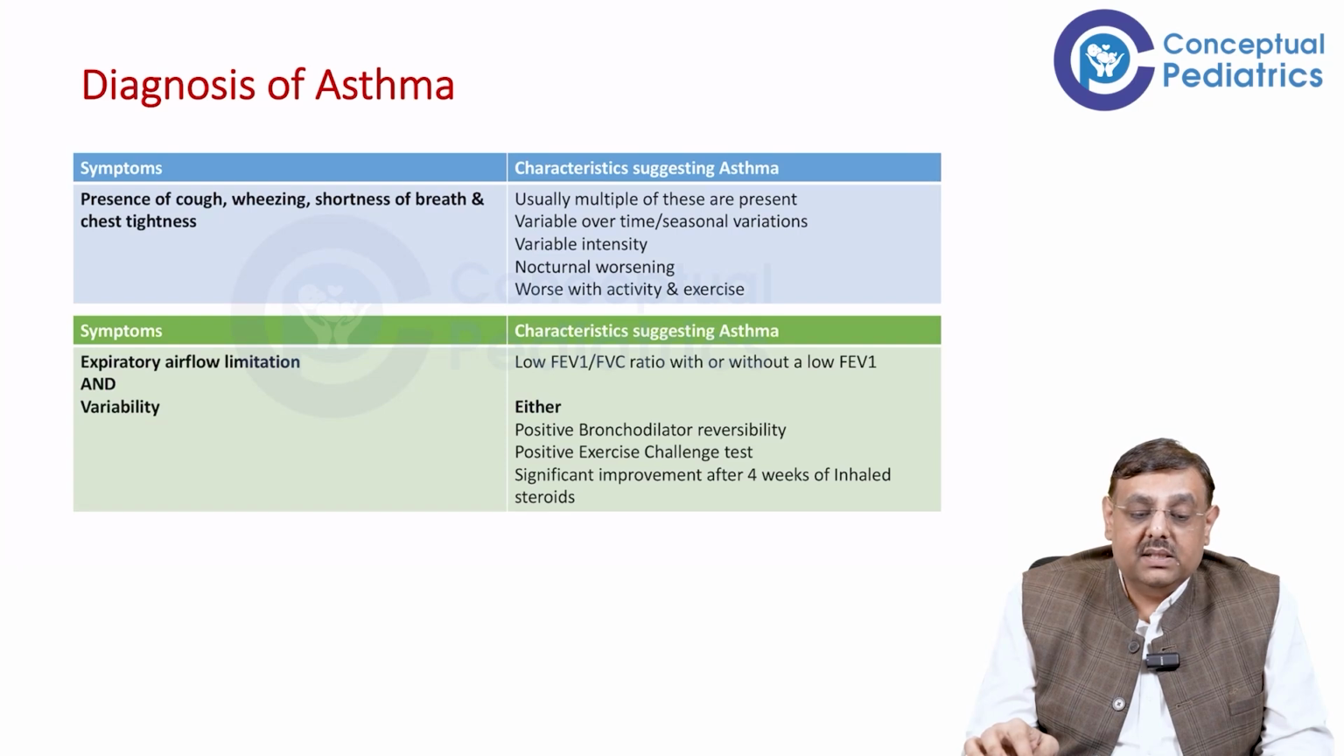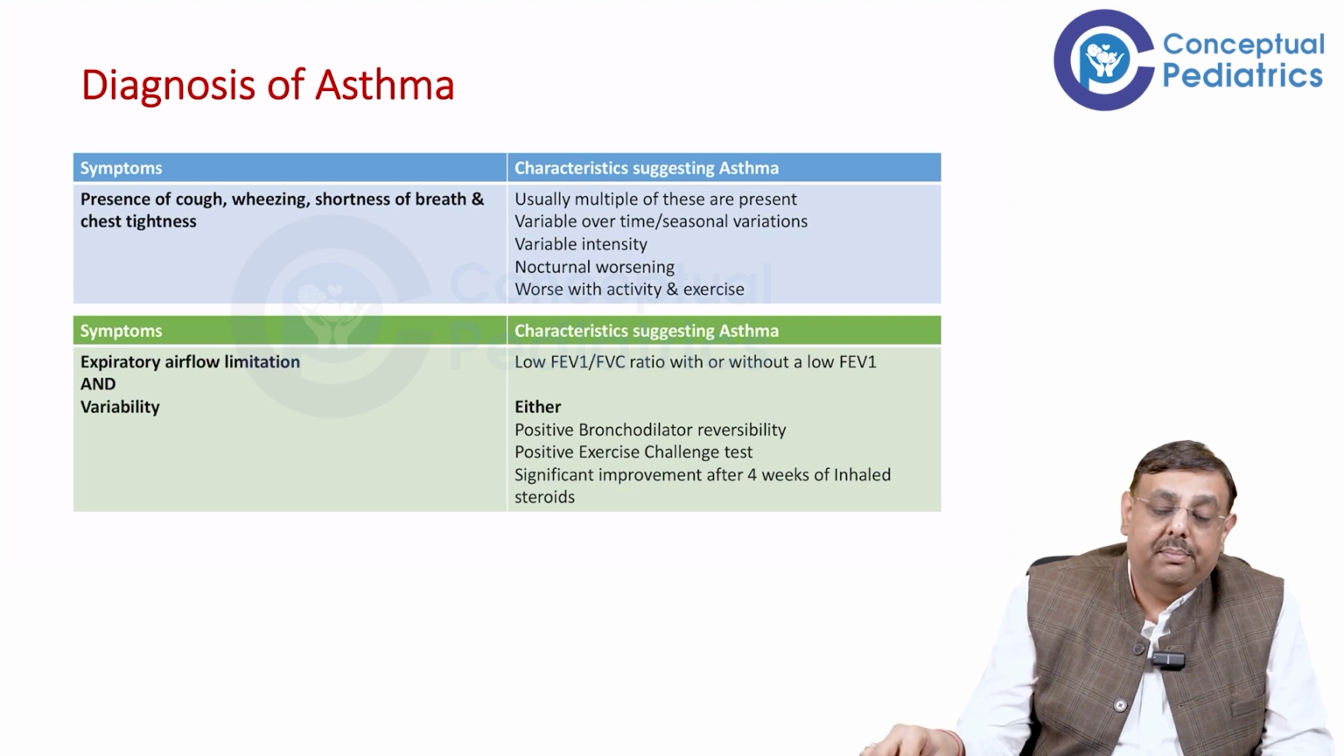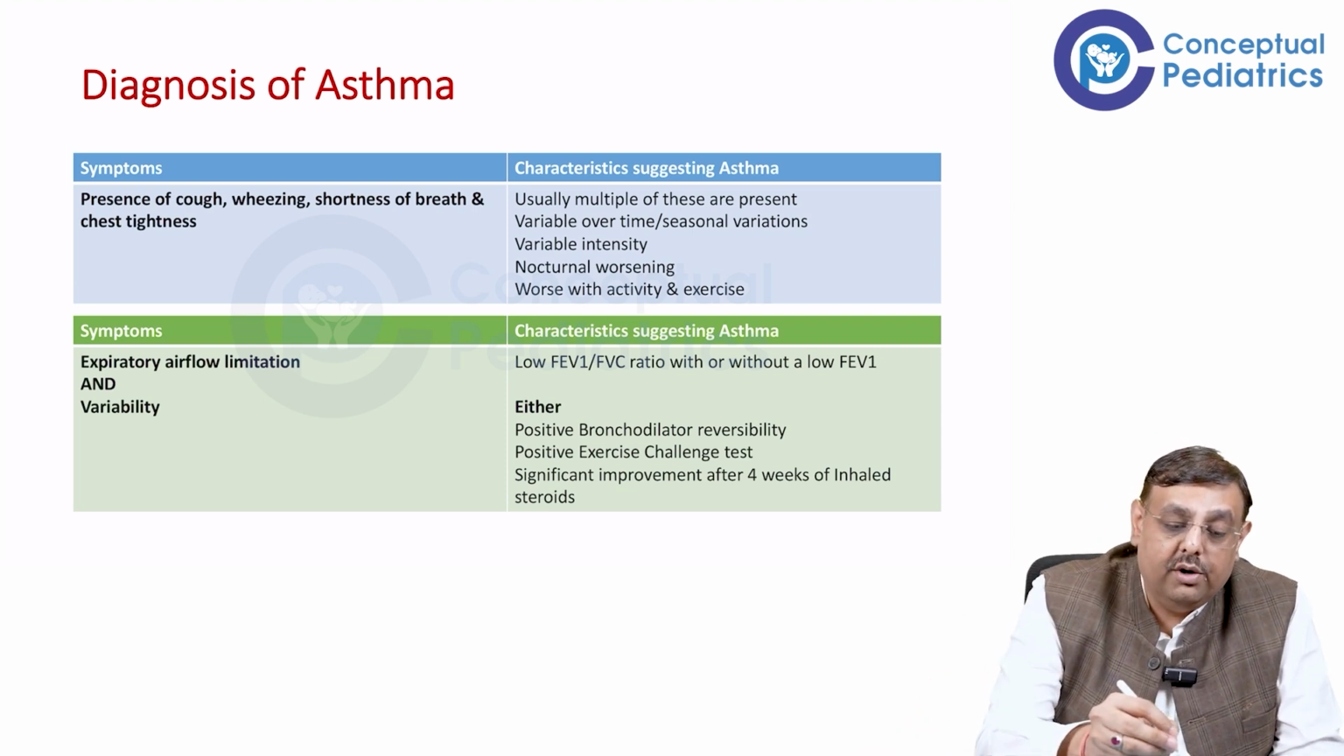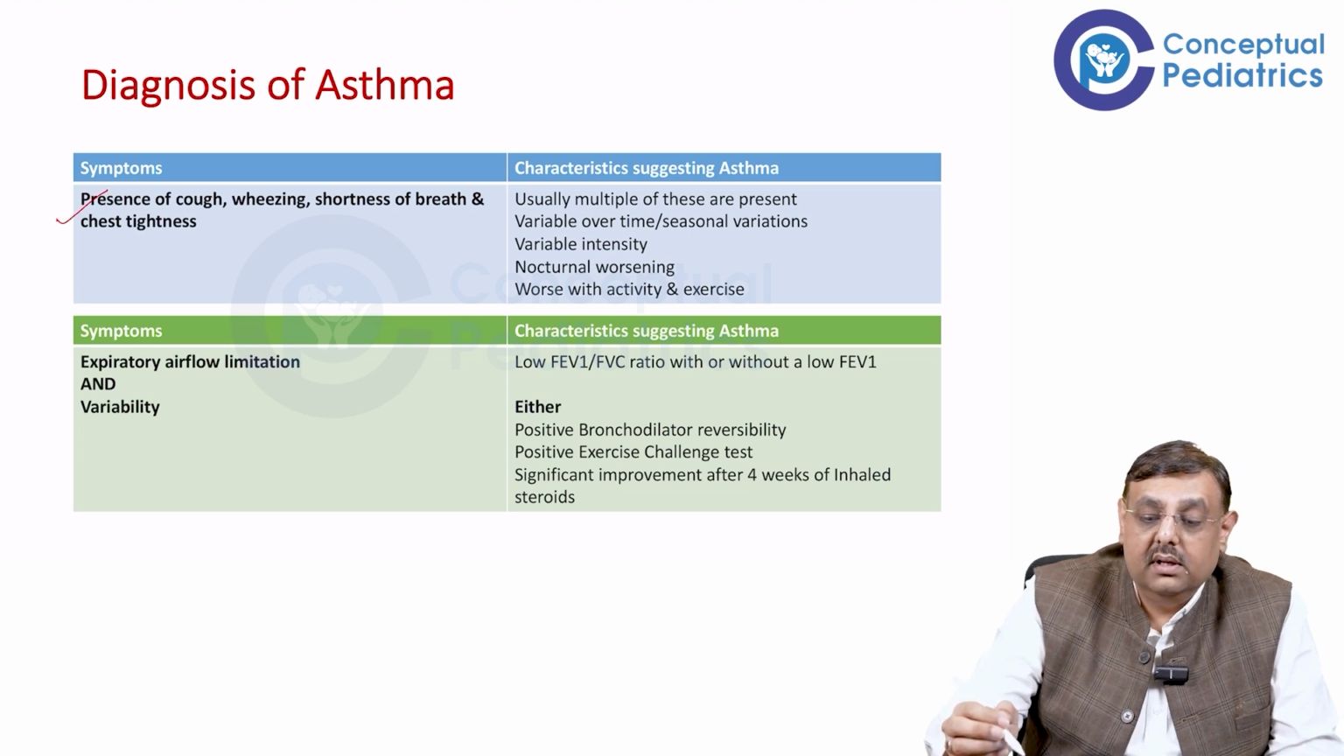The diagnosis of asthma is basically based on these two steps by GINA. So the first and the most important being symptoms, right? So children will have cough, wheezing, shortness of breath and chest tightness. And remember that all of these symptoms may not be present at one point of time. And if you read the right side of the box, it talks about multiple of these being present.